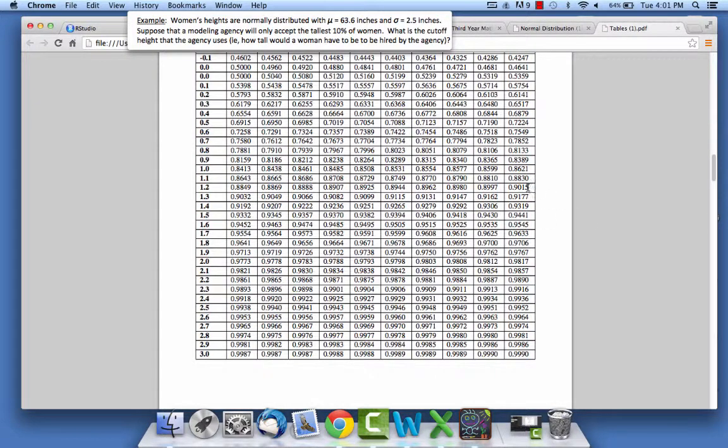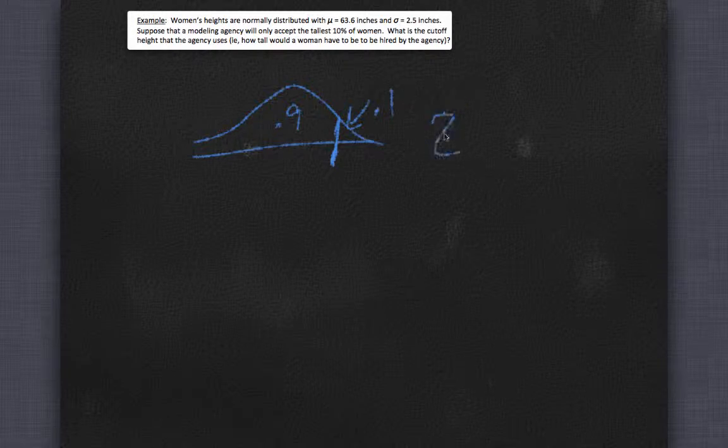And this is the closest to 0.9. So 1.28. So z is 1.28. So this time I found z from the chart. Rather than finding z from the values and finding the area from the chart, I took the area to the chart to find z. So then I can use the normal formula where z equals x minus mu over sigma, and then you can sort it out from there, or you can use this one.